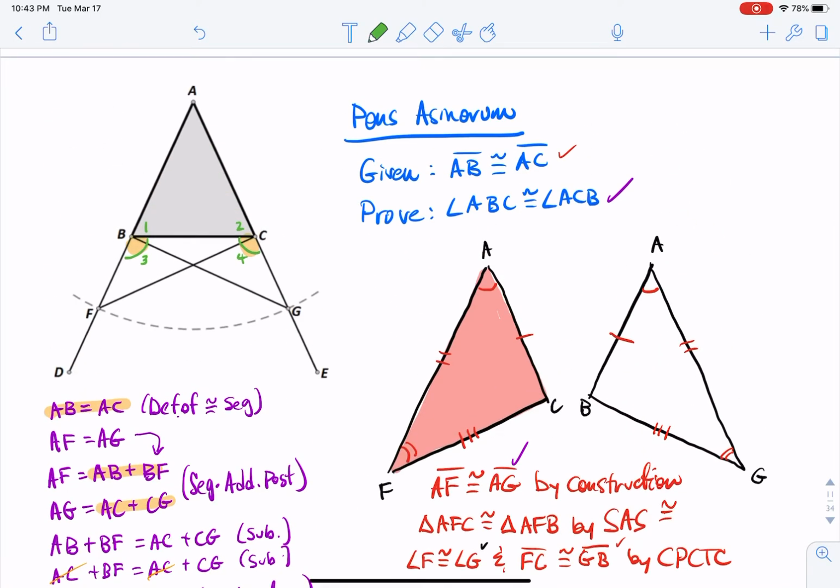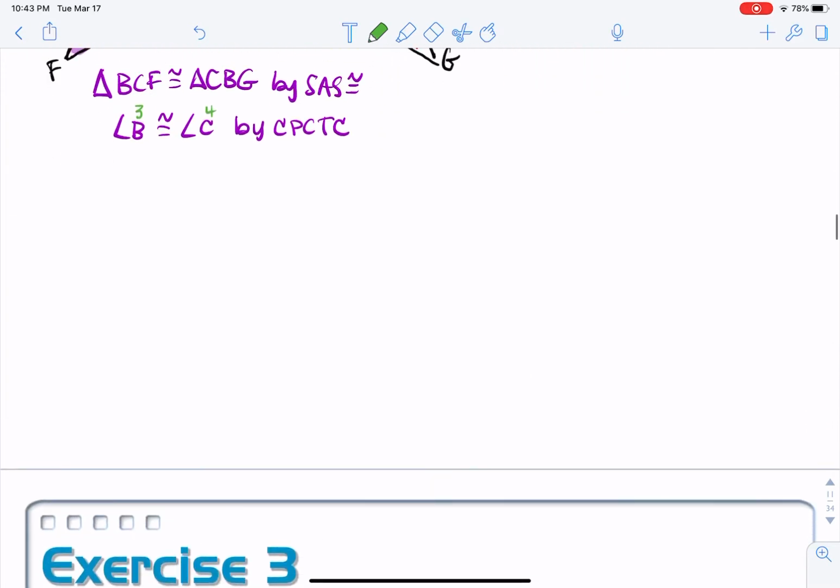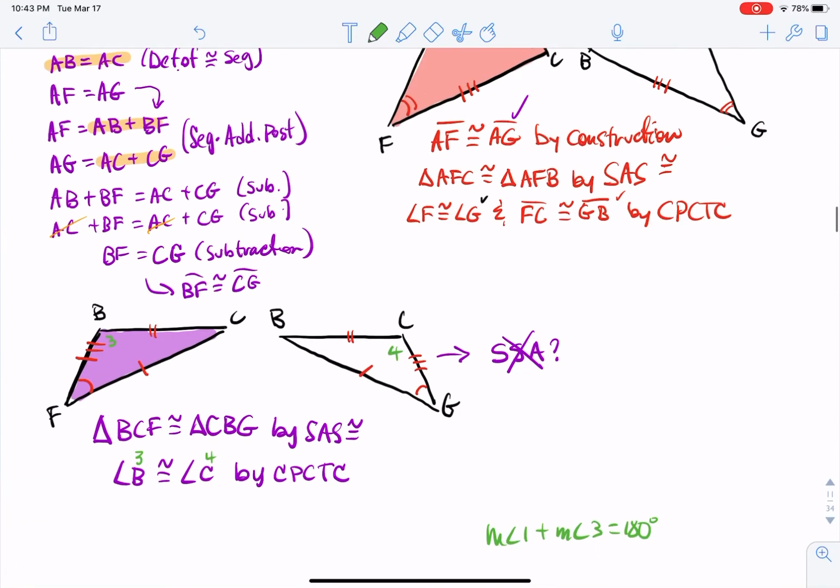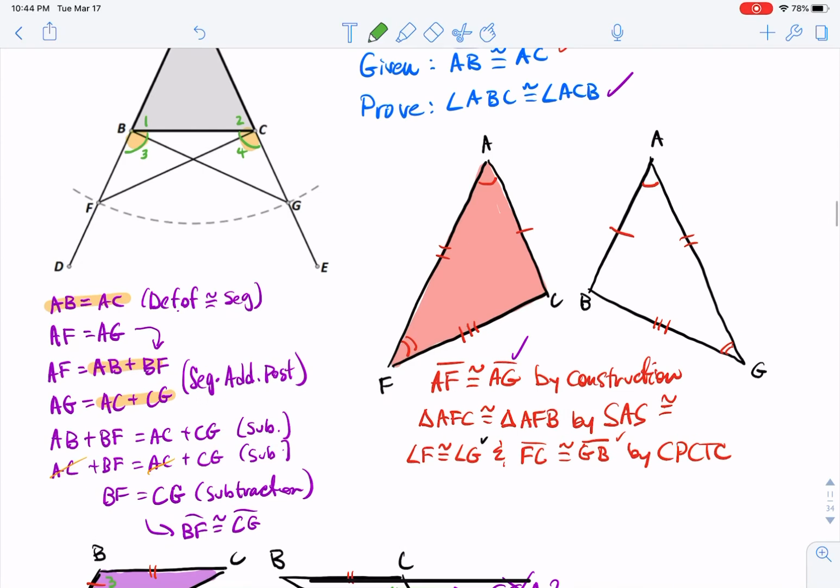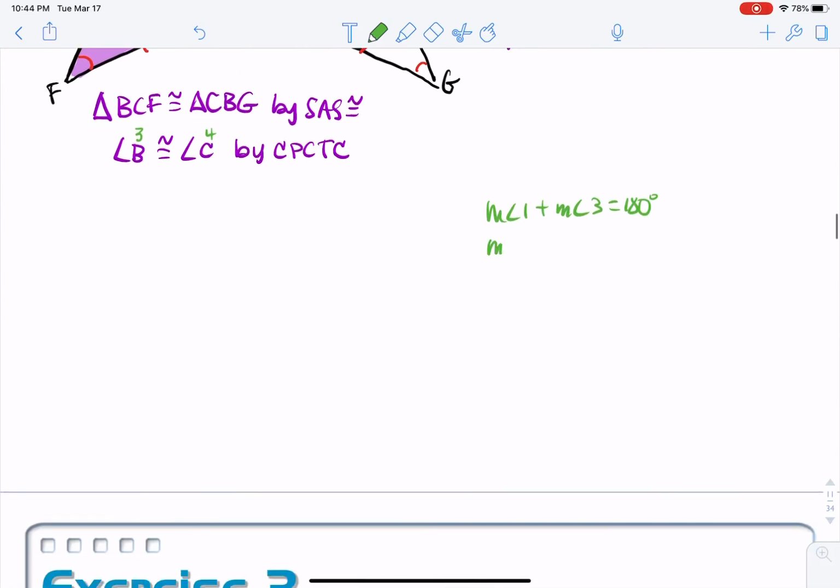Okay, so I've got the measure of angle 1 plus measure of angle 3 is going to add up to 180 degrees. Measure angle 1 plus measure angle 3 equals 180 degrees. Likewise, measure angle 2 plus measure angle 4 equals 180 degrees. And this is the linear pair postulate. All right, and I can pretty much stop right here. We've got two angles. No, actually, I cannot. I still can't do it.